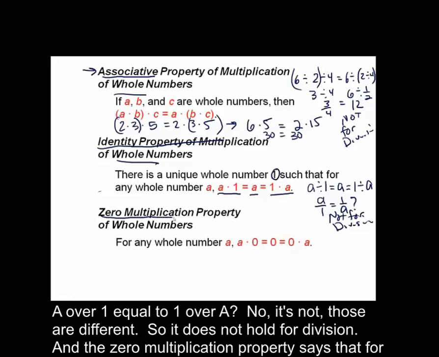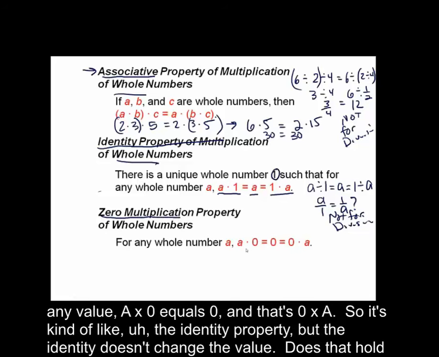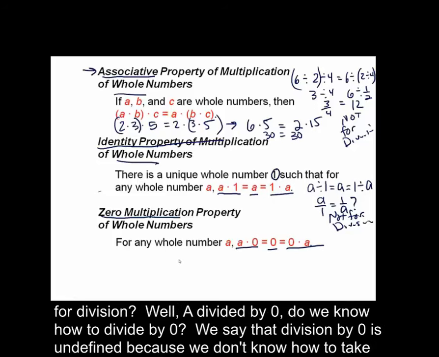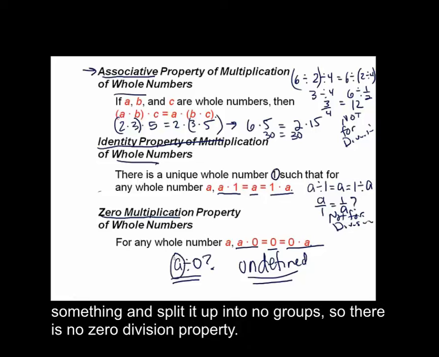And the zero multiplication property says that for any value, A times 0 equals 0, and that's 0 times A. So it's kind of like the identity property, but the identity doesn't change the value. Does that hold for division? Well, A divided by 0. Do we know how to divide by 0? We say that division by 0 is undefined because we don't know how to take something and split it up into no groups. So there is no zero division property.